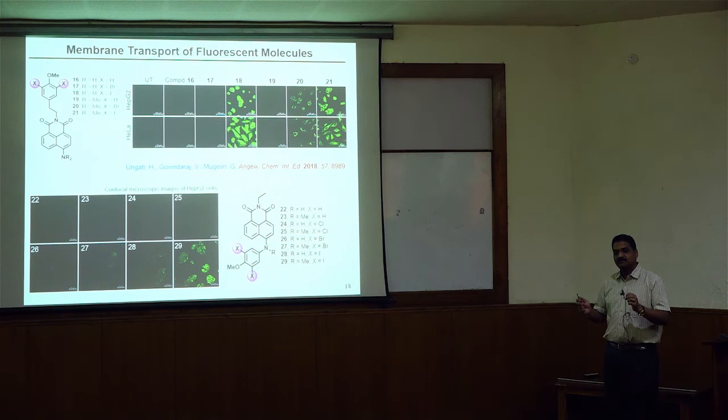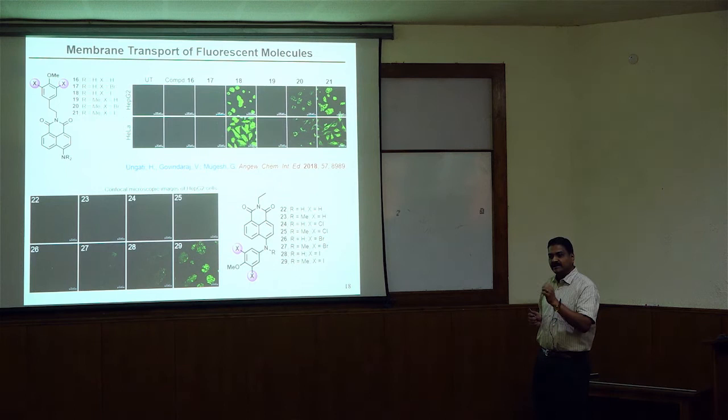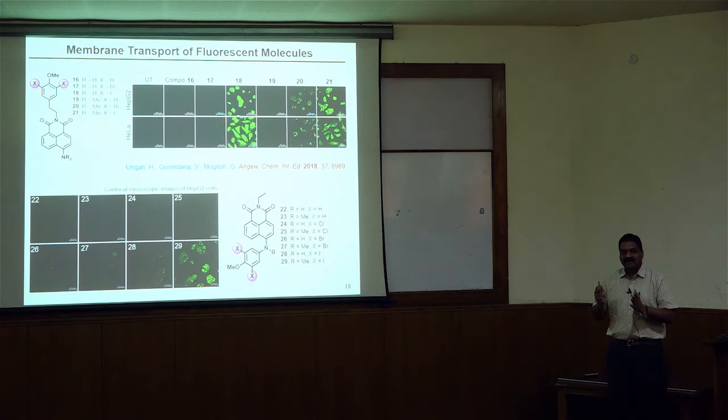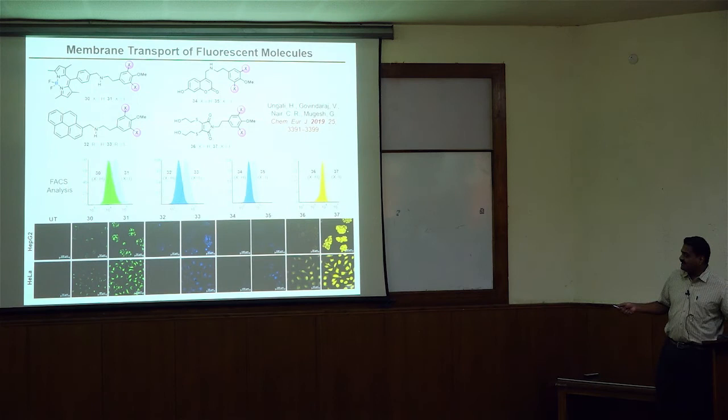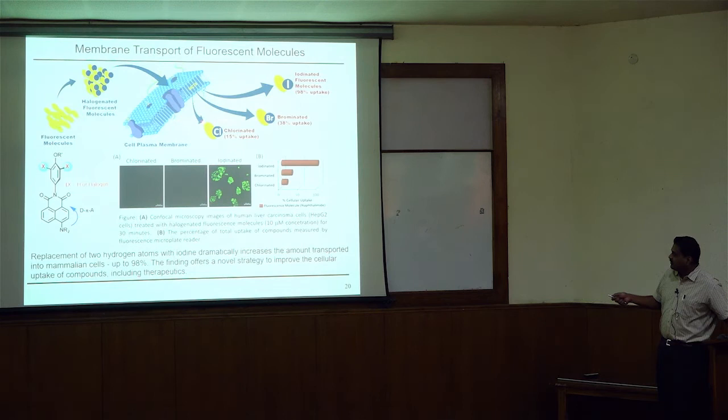So it is not possible to put the compound directly into cytosol. But using halogen bonding, halogen atoms, we can put these molecules directly into the cytosol because it uses MCT8 for transporting thyroid hormones, which must enter the cytosol directly. And what we found is that irrespective of the fluorophore that we use, as long as you have the iodine-substituted moiety here, we see an enhancement in the fluorescence. In most cases, we see more than 90% cellular uptake. So what we concluded here was that chlorinated one 15% uptake, brominated 38%, and iodinated 98% cellular uptake.